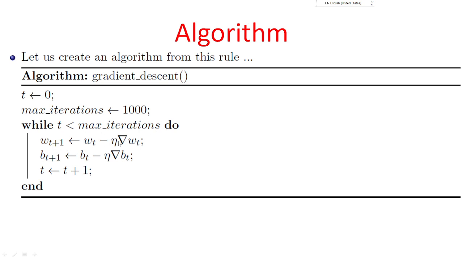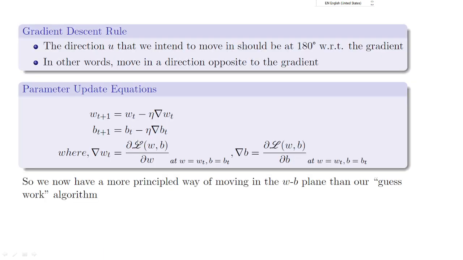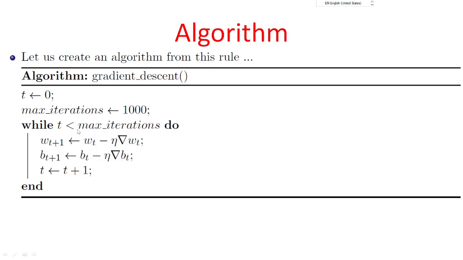w t equals w t minus eta. What is this eta? Eta governs at what rate this adaptation or change has to be done. This is just like a step size. If eta is high, it will change at a very fast rate. If eta is low, what? It will change at a slow rate. Okay. While t is less than maximum iteration, b t plus 1. So this is the updation for w and this is the updation for b. Okay. This is the gradient descent algorithm.